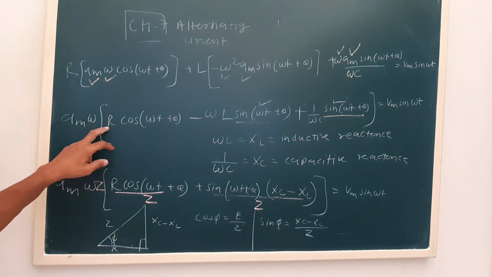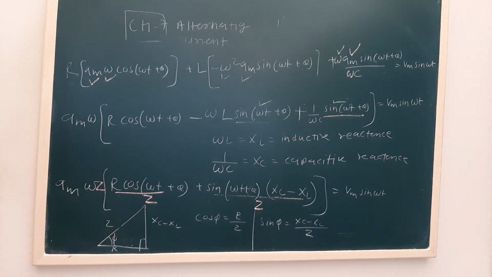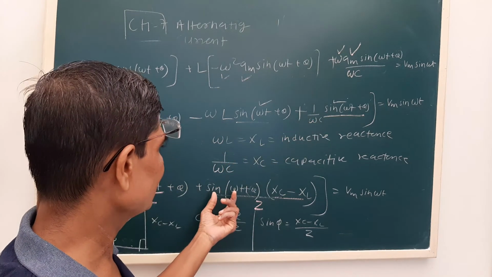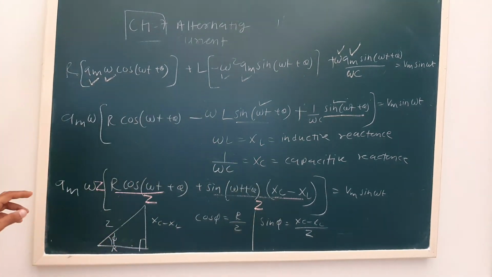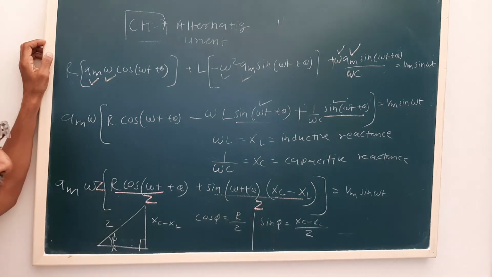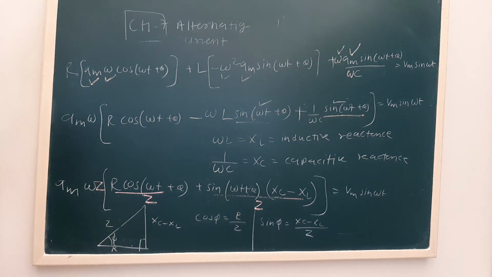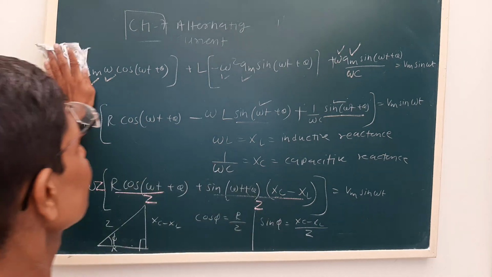Now see Qm into omega R cos(omega t plus theta). Here sin(omega t plus theta) we have taken common. What is left? XC minus XL. And the terms in the bracket I have divided by Z and multiplied by Z. So recall the phasor part: cos phi is R by Z and sin phi is XC minus XL by Z. Now we have to rearrange the terms.